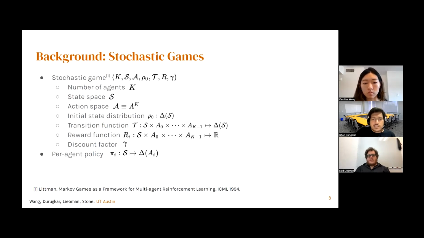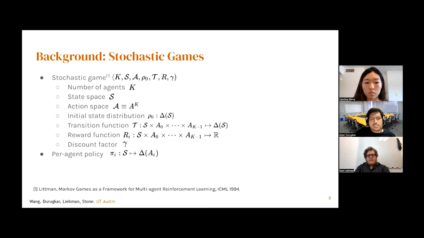The initial state is sampled from an initial state distribution, rho sub 0, and depending on the setting, you have reward functions per agent that can be the same if it's a fully cooperative setting, or can be different depending on what the task is. And we leverage these separate reward functions in our method a little bit.